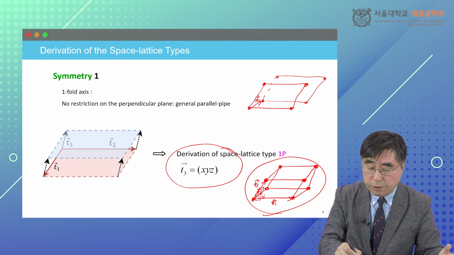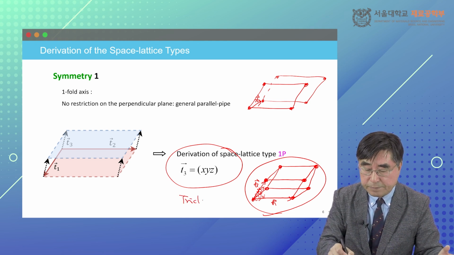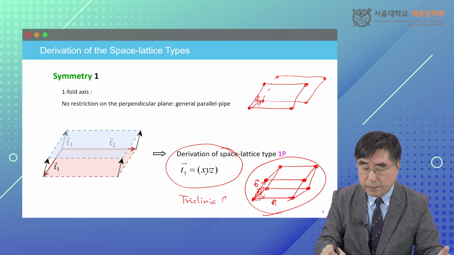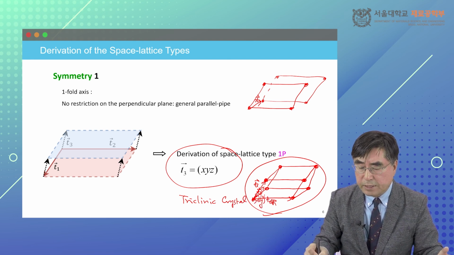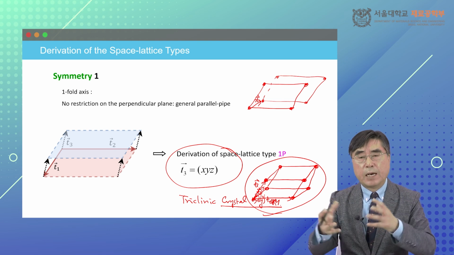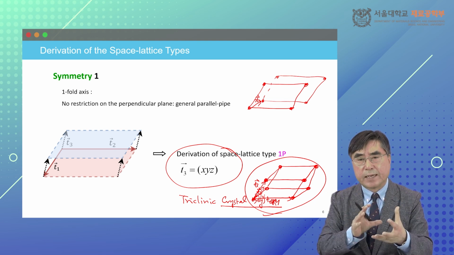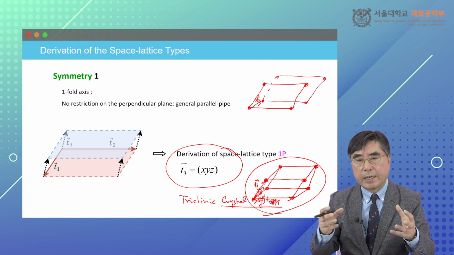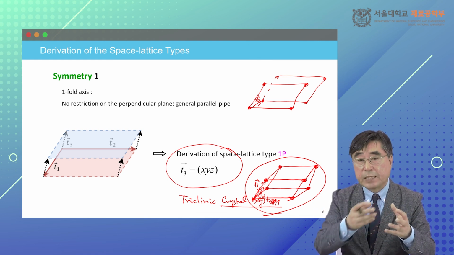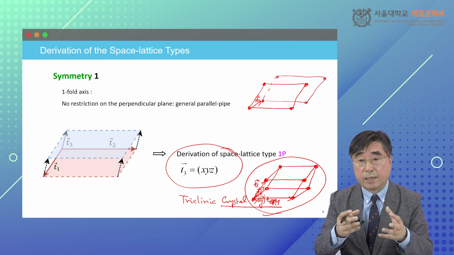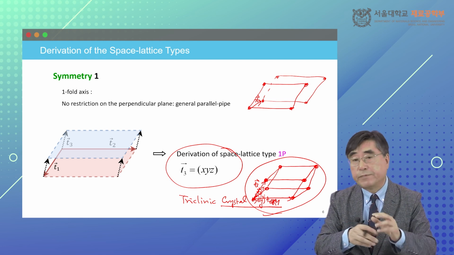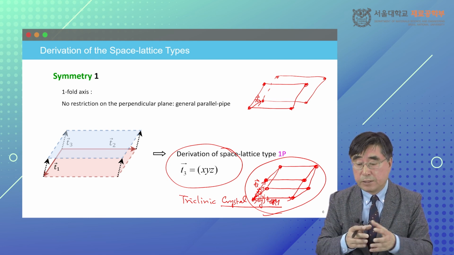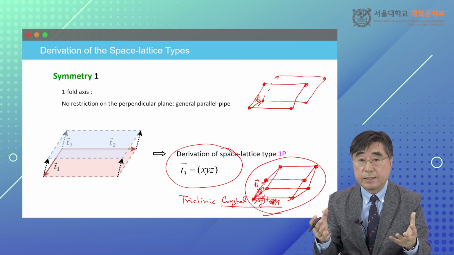And this is what we call the triclinic crystal system. So this crystal system is the definition of how this unit cell looks in terms of the A1 vector, A2 vector, A3 vector, or T1 vector, T2 vector, T3 vector. It can have any arbitrary magnitude. The angles can have any arbitrary values. So this is the triclinic crystal system.